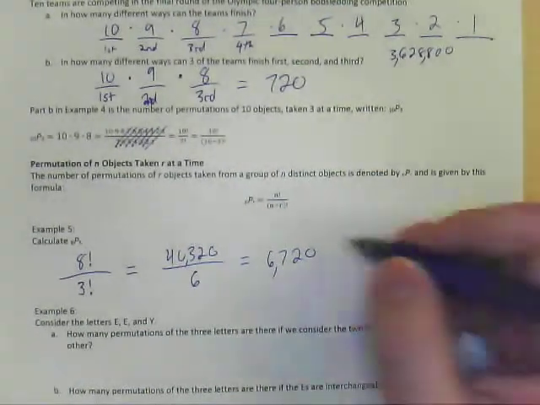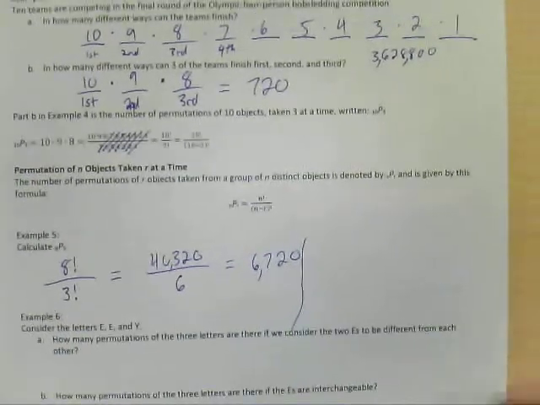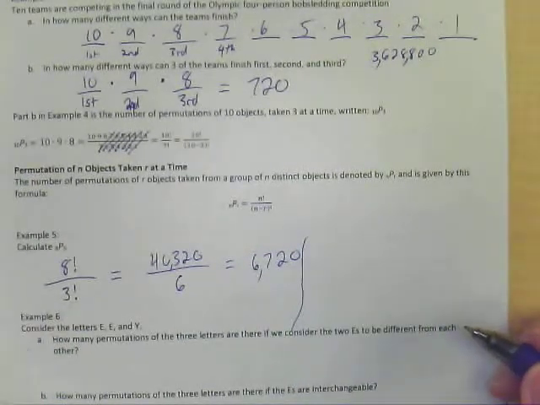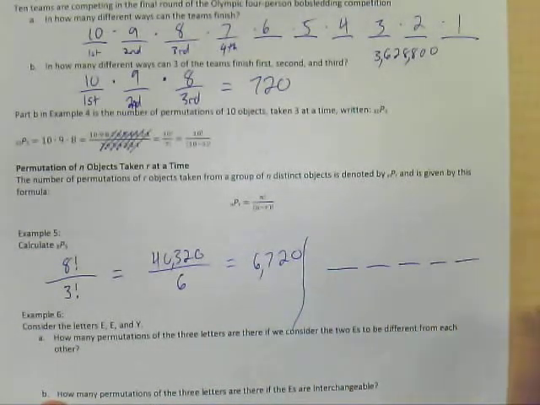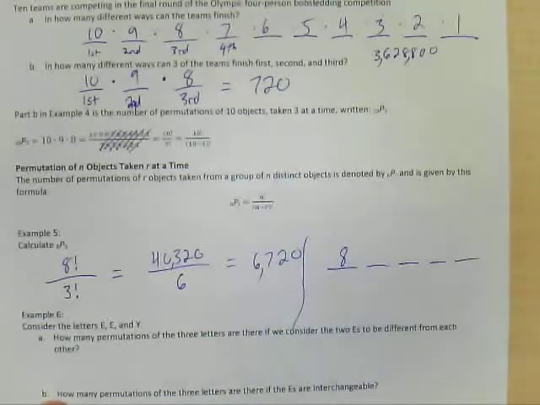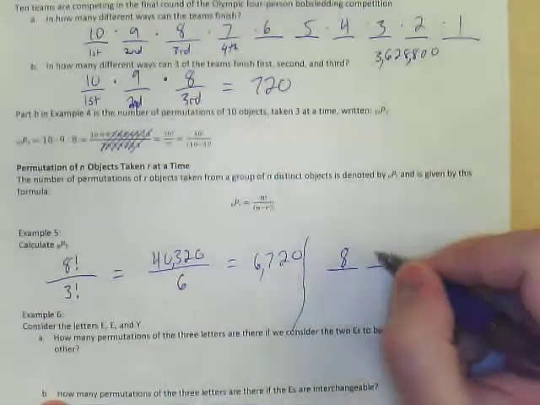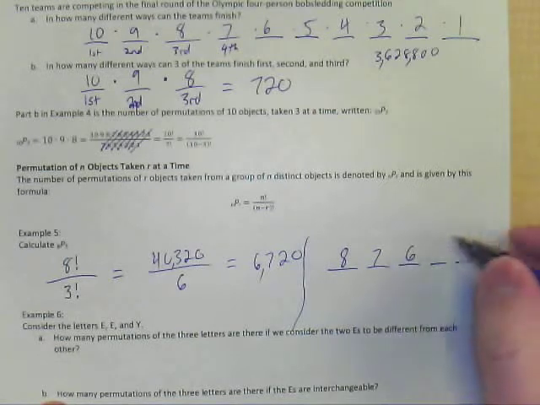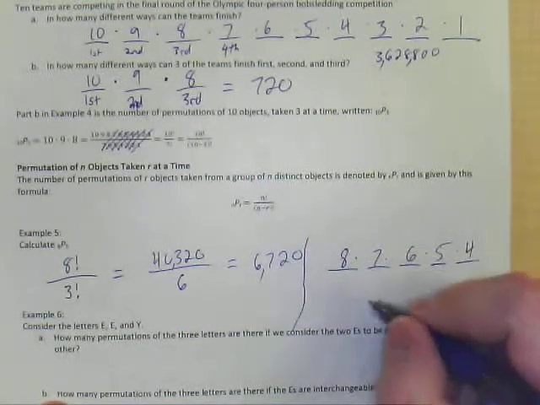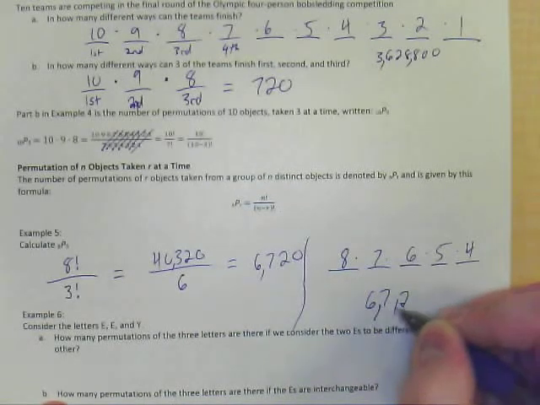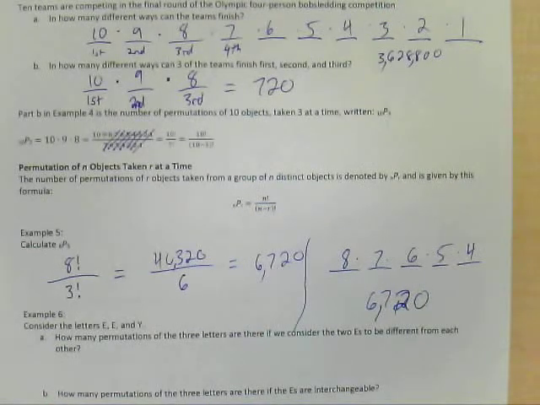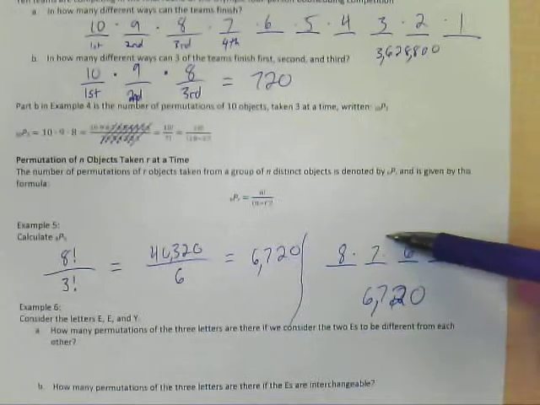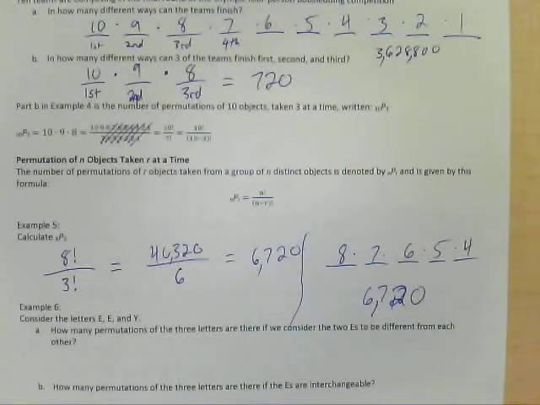And again, we could have just done this the way that we did it before. So we've got 5 places, 5 things that we're choosing, 1, 2, 3, 4, 5. And then for the first option, we've got 8 options for the first spot, 7 options for the next spot, 6 options for the next spot, 5 for the next, and 4 for the next. And if you multiply all of those together, you will get 6,720. So you can do it either way. Again, I prefer to do it this way, but the formula is there. You're welcome to use that if you prefer that.